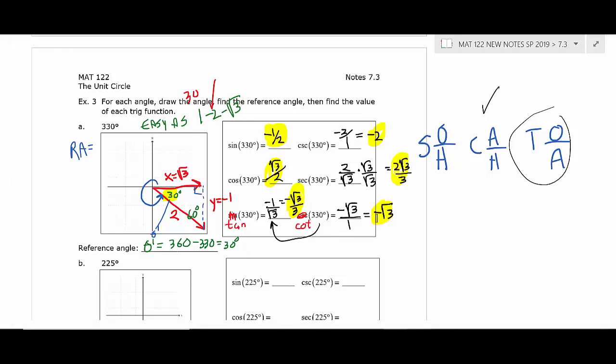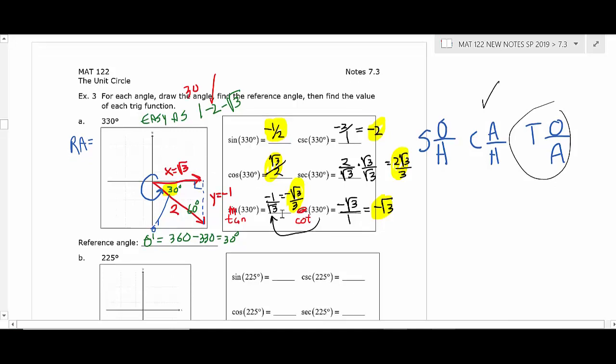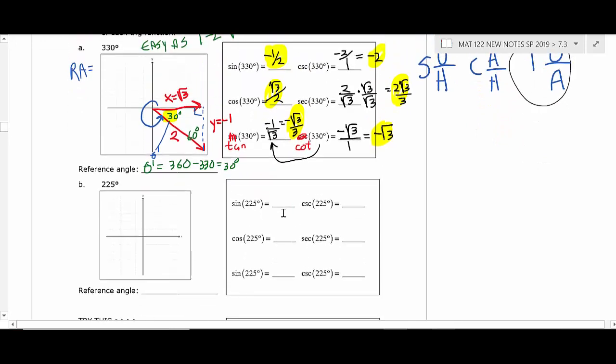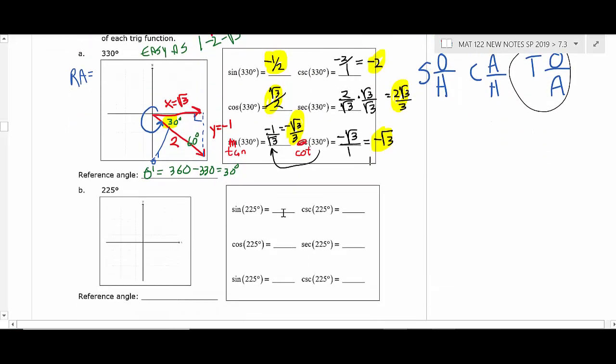All right. Okay, so you do the reference triangle and then do your trig definitions. Be very careful about what x and y is, because x can be positive or negative. Y can be positive or negative depending on where you are and what quadrant you're in. Okay, let me go to the next one.